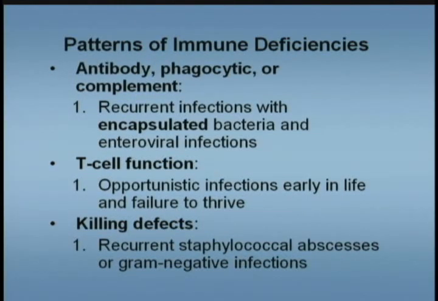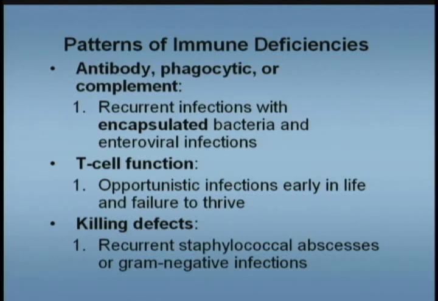Some of the patterns of immune deficiency, look for problems with antibody, phagocytic, or complement. Look for recurrent infections with encapsulated organisms. So that would be, for example, like strep or H. flu. Look for the encapsulated organisms. So when you're reading the test question, if they're describing these recurrent infections, you should be thinking along the lines of deficiencies with either antibody, phagocytes, or complement.